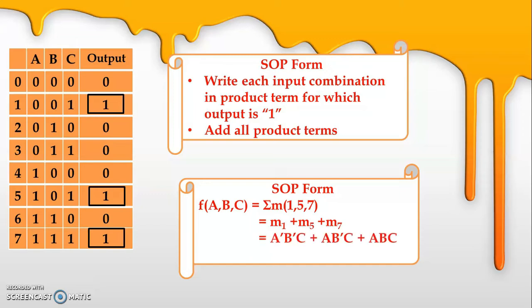For each equivalent minterm, if we identify the product terms, then M1 is 0 0 1, so we can write A bar, B bar and C. For M5 we have the 1 0 1 condition, so A, B bar, C, and for 7 we have the 1 1 1 condition, and we can write ABC. So this is our SOP form with minterms, and we have to write only those minterms for which we are getting output 1.